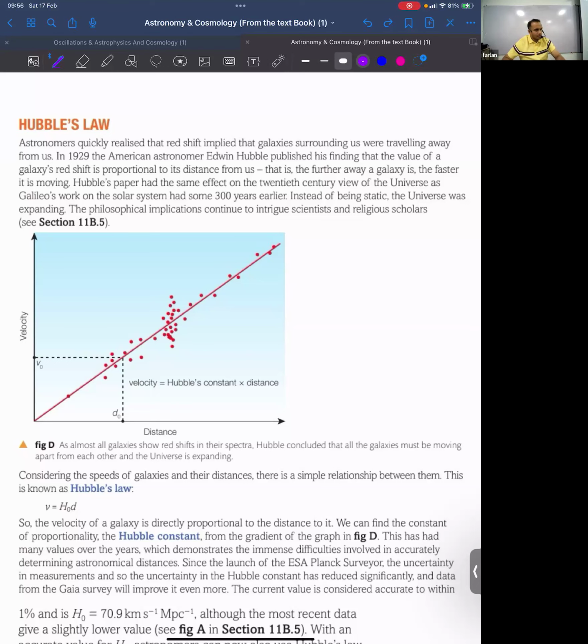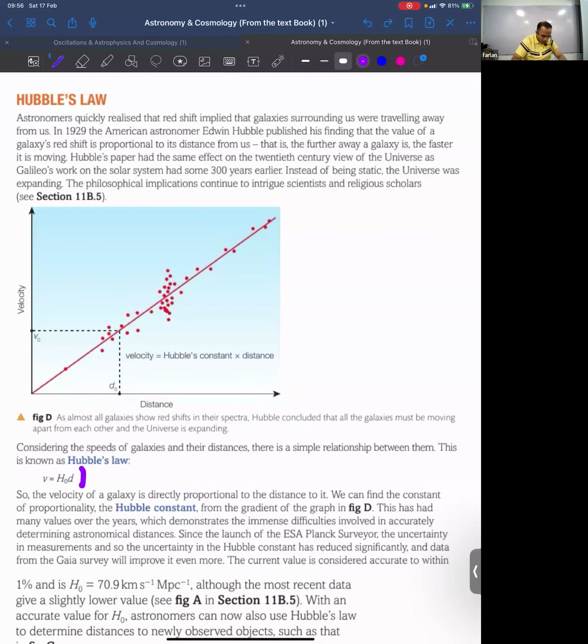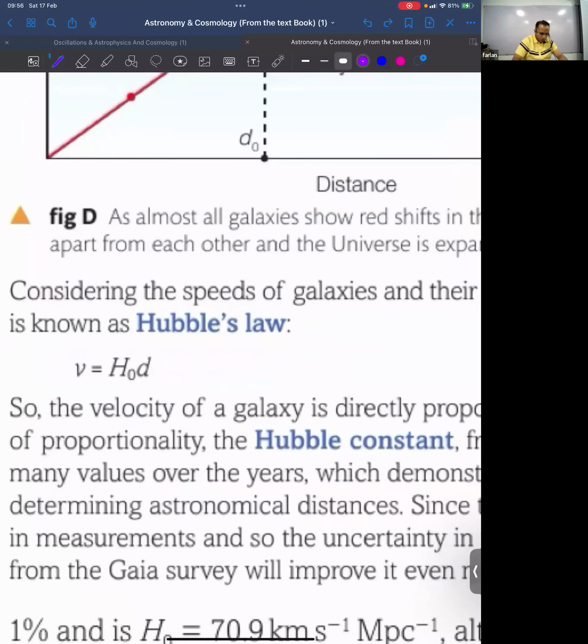So anyway, Hubble's law is simple. The rate at which the galaxies are moving away from us is proportional to the distance to those galaxies. That is the law. So the equation related to this will be V equals H naught D, where V is the speed, you call it the recession speed, or the speed at which the galaxy is moving away from us, and D is the distance to that galaxy from us.